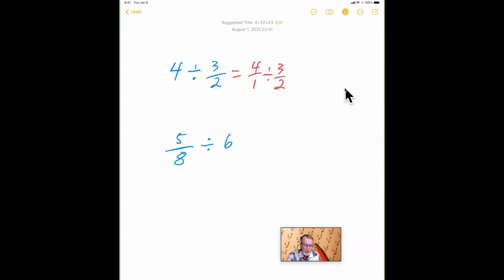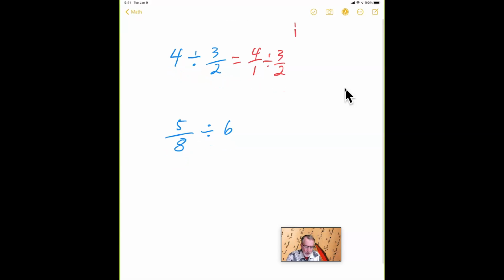And we're going to do the keep, change, flip method of division, or it's also called invert and multiply.